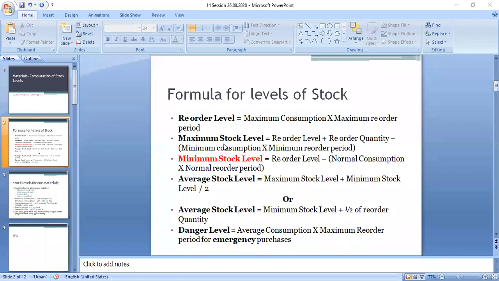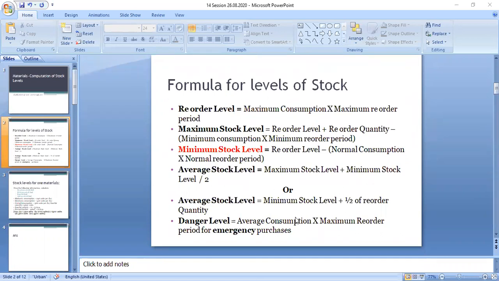So danger level: average consumption into maximum reorder period for emergency purchase. So basically when there is an emergency purchase, that period you have to consider with the average consumption. So these are the 5 levels of stock.